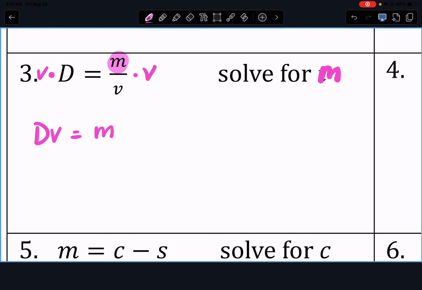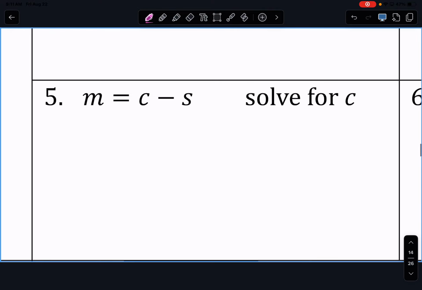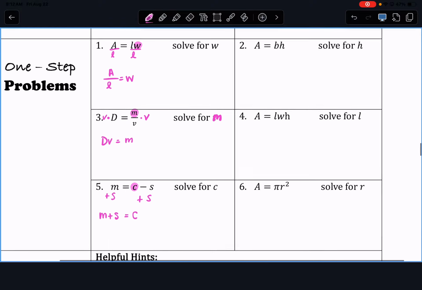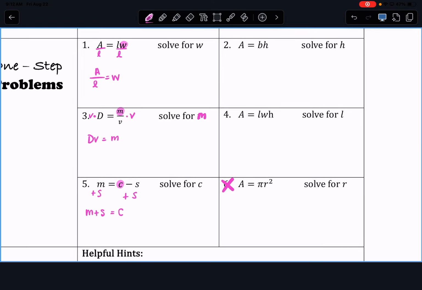And then we're going to look at 5. For 5, we are solving for C. So how do I get C by itself? Plus S. So we have M plus S equals C. All right. Now, I want you all to go ahead and do 2 and 4. Do not worry about 6.